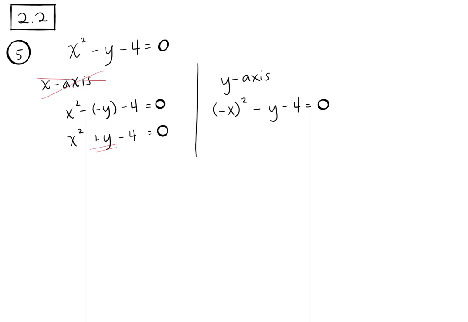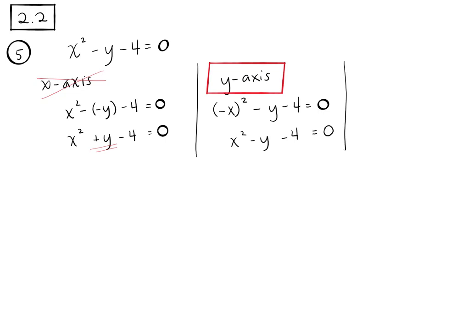And when I simplify this, I get x squared minus y minus 4. Is this the same as what we started off with? Why, yes, it's the same. So we do have y-axis symmetry. Let's try symmetry about the origin.